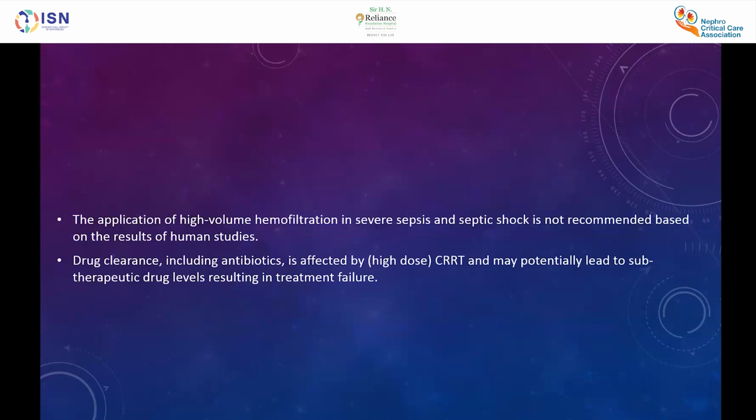The application of high volume hemofiltration in severe sepsis and septic shock is not recommended based on the results of human studies. Drug clearance, including antibiotics, is affected by high dose CRRT and may potentially lead to subtherapeutic drug levels, resulting in treatment failure.